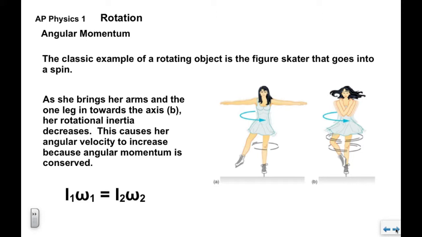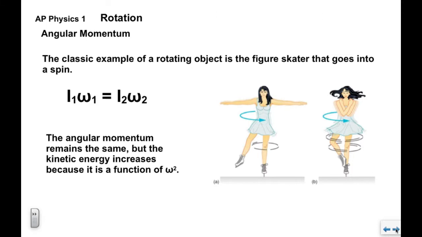Now, because angular momentum is conserved, again in the absence of any external torque, the angular momentum before equals the angular momentum after. Because I2 is less than I1, omega 2 is greater than omega 1, and the skater speeds up, and we see her spinning very rapidly.